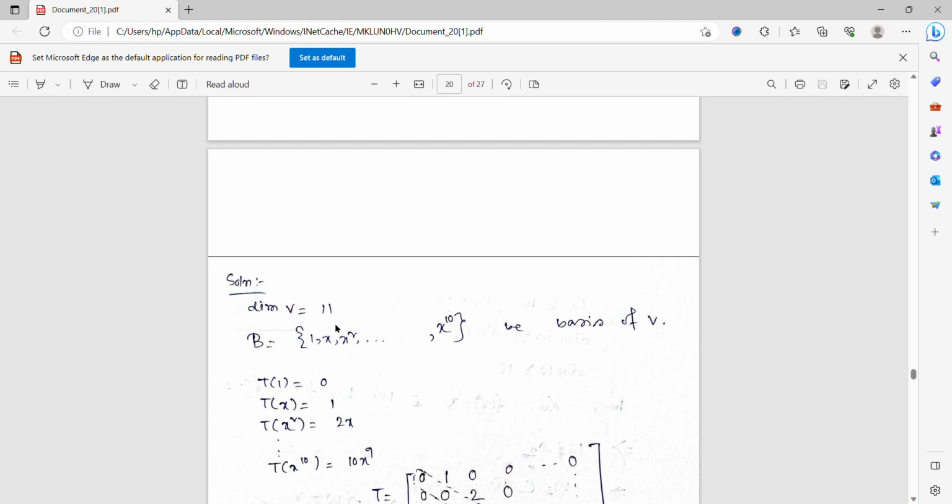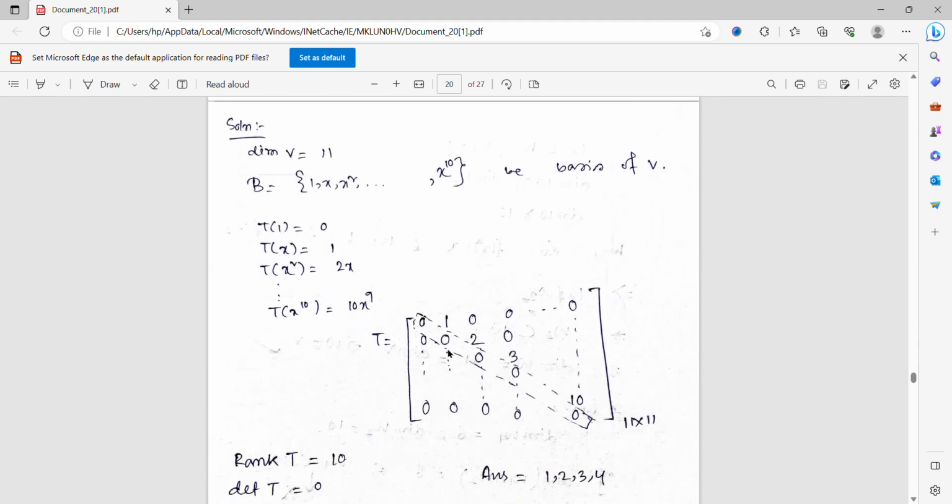So the dimension of V is 11, so we just take the standard basis vectors, which are 1, x, x squared, up to x to the power 10. Now our work is almost done, because we just have to find the matrix representation of T with respect to these basis vectors B. Okay, so T of 1 is 0 because the derivative of 1 is 0, T of x is 1, T of x squared is 2x, T of x cubed is 3x squared, and so on, and T of x to the power 10 is 10x to the power 9.